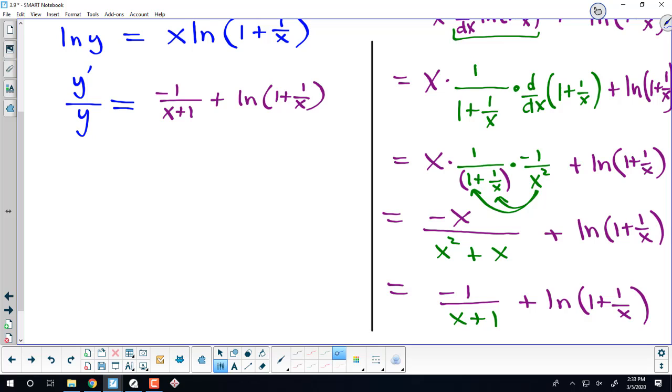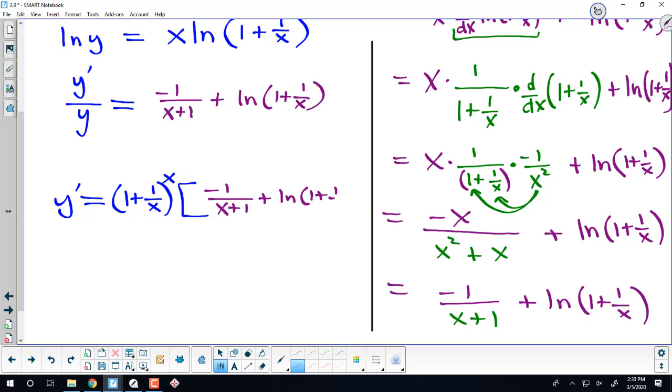And then we have our y prime is equal to y times all of that stuff. So we have y was 1 plus 1 over x to the x times this stuff here. That's the derivative, y prime.